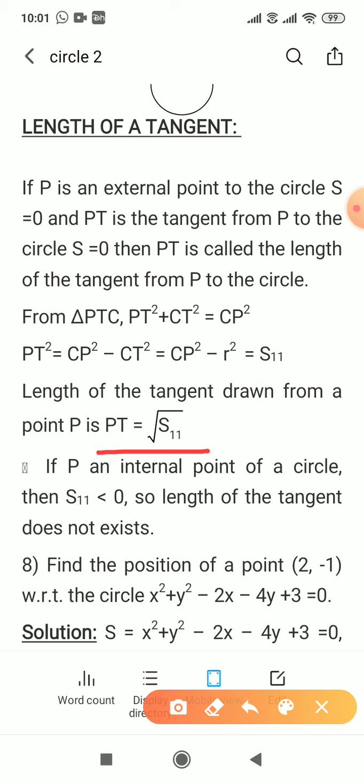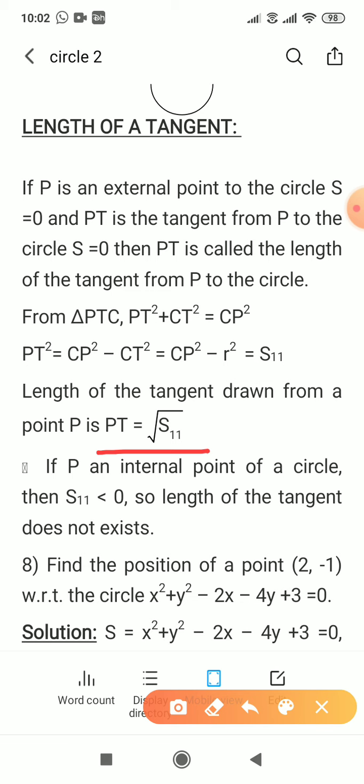Already we said that we draw two tangents from a point. So length of the two tangents are the same. There is another theorem also, but here there is no use of it. The length of the tangent PT is equal to root S11, which is drawn from an external point to the circle.